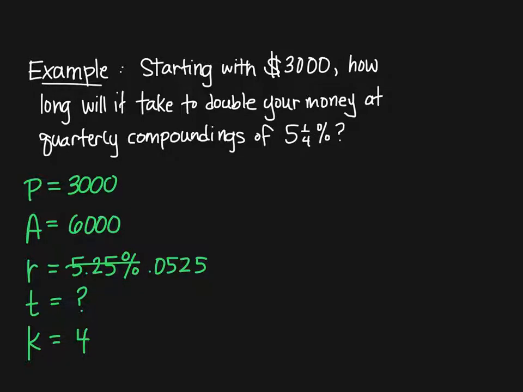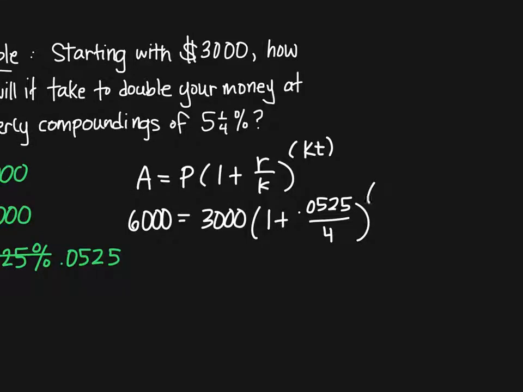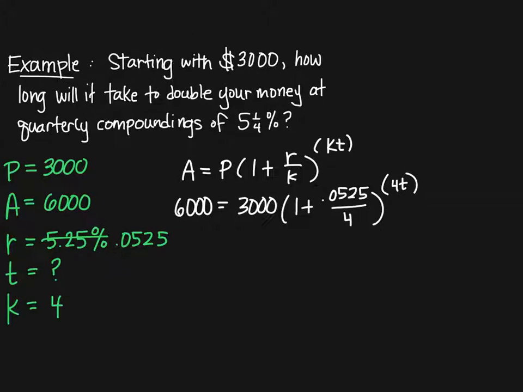So then we're going to use the compounding equation. A equals P, 1 plus R over K in parentheses to the KT also in parentheses. So I've got 6,000 equals 3,000, 1 plus 0.0525 over 4 to the parentheses 4t. Okay, we're trying to figure out t. T's our question mark. Where is t right now? It's in an exponent. How do I get something out of the exponent? Logs. We're in the log chapter.